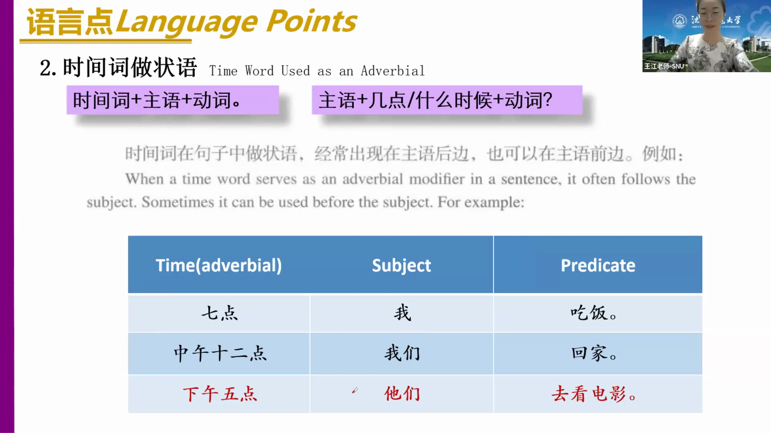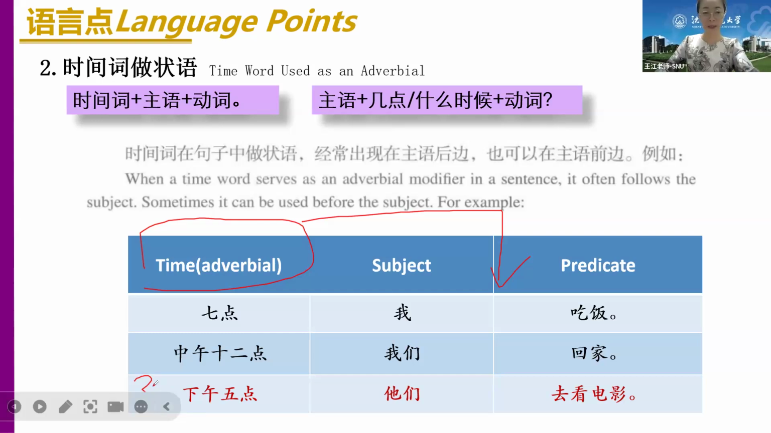Please look at these sentences. In these sentences, the time word was put before the subject, and we can also move this time word behind the subject. Okay. So please look at the sentence of number 3. 下午5点，他们去看电影。So what's the other way to say this sentence? Can you answer this question? 下午5点，他们去看电影。How to say this sentence in another way?